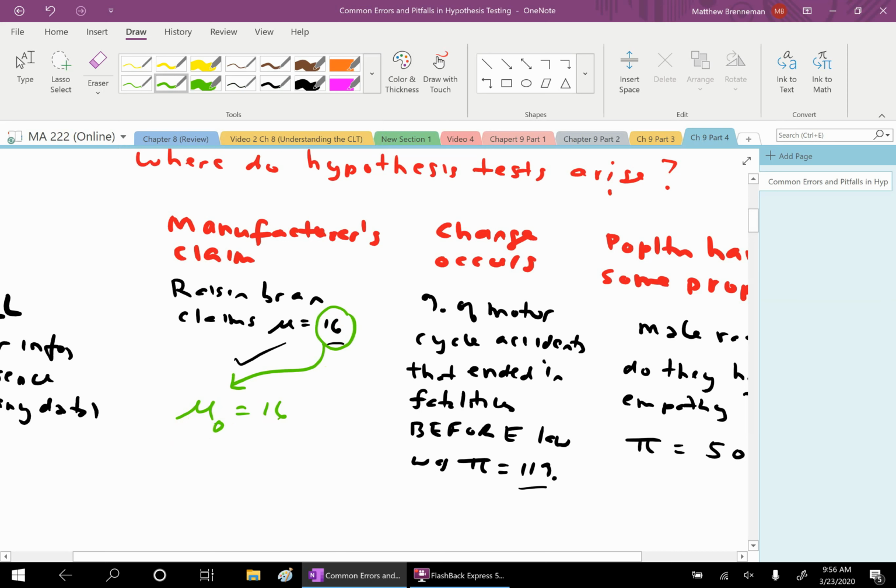Null means nothing. Nothing happened, right? In other words, the manufacturer met their claim. Nothing happened, okay? So think of 0 as being null. Here we would write this as pi sub 0 is equal to 11%. The population percentage we would believe under the null, that is, that the population didn't change after this particular change occurred, is 11%.